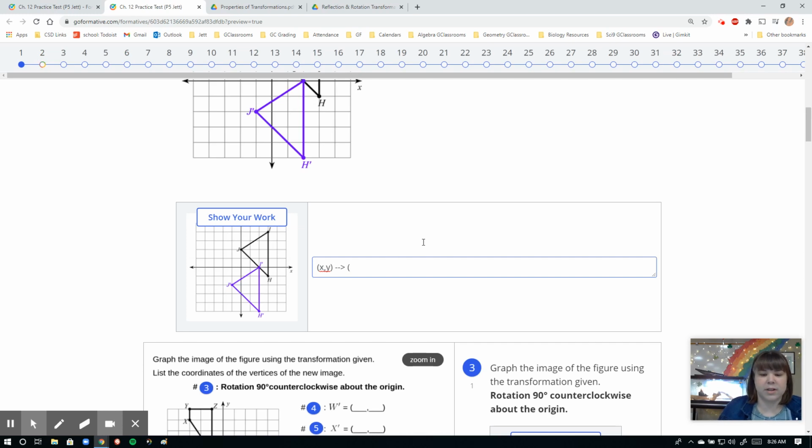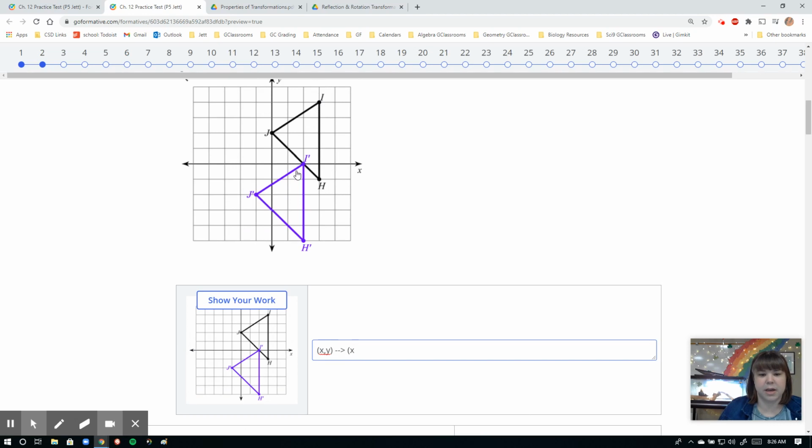And then we need to figure out what's happening to X and what's happening to Y. So X, we're just going to pick one point to compare. If we look at the X value for I, it's at 3. But when we look at I prime, it's at 2. So we need to do X minus 1. We can test that out with another point. So we have H here. Again, on the X axis, it's only going down 1. Again, J and J prime, it's going down 1. So we can say X minus 1, comma.